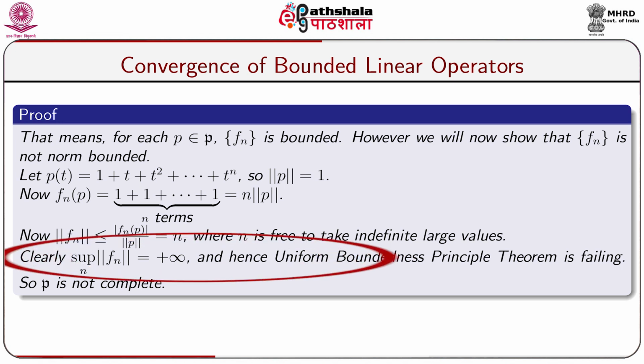Clearly, sup over n of norm of Fn is equal to plus infinity. Hence, the uniform boundedness principle theorem is failing. So, the space of all polynomials is not complete.